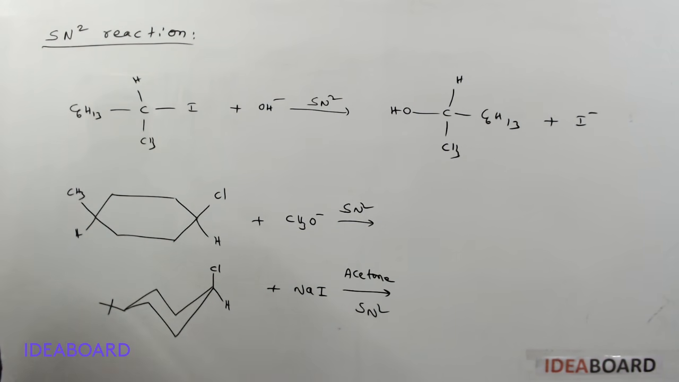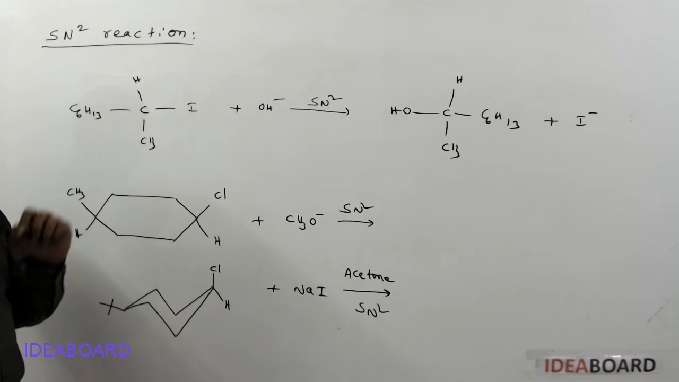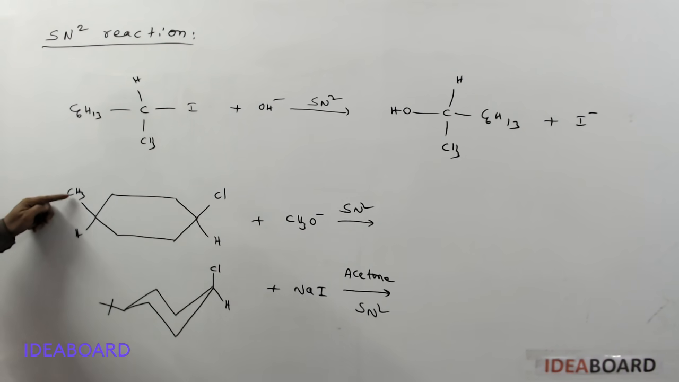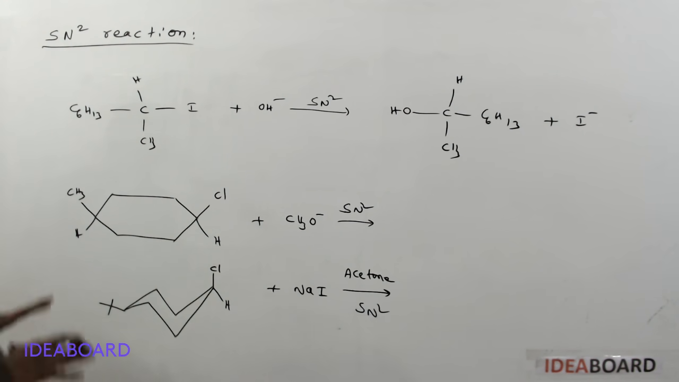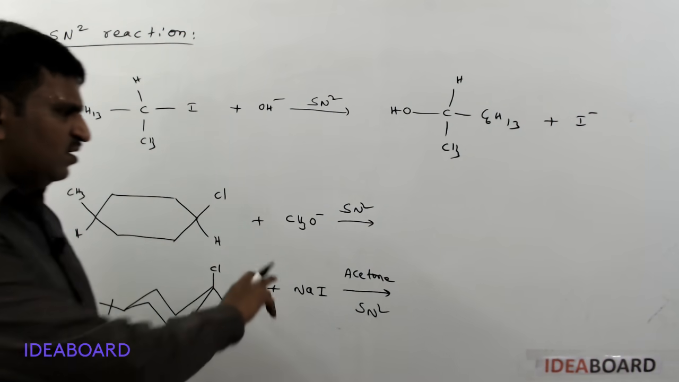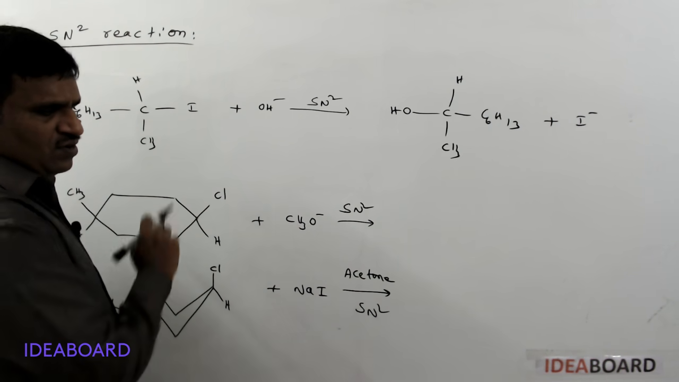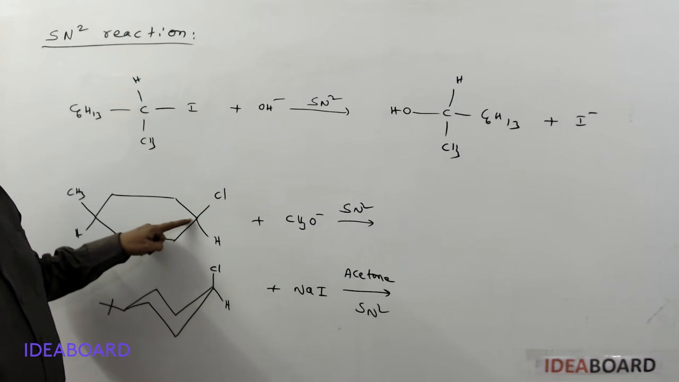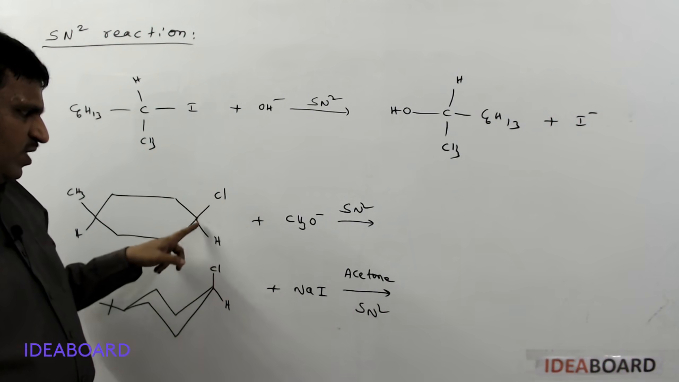And here, if you see, the chlorine atom is present up and hydrogen is present down. Here two methyl groups are present up, and hydrogen is present down. Two hydrogens on the downside means it is called the cis isomer. When the CH3O minus nucleophile reacts, you will get inversion of configuration at this position. Inversion means Cl is up, so in the product the Cl position will be down.